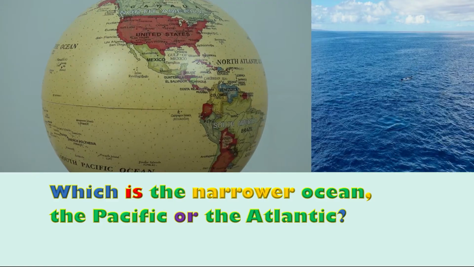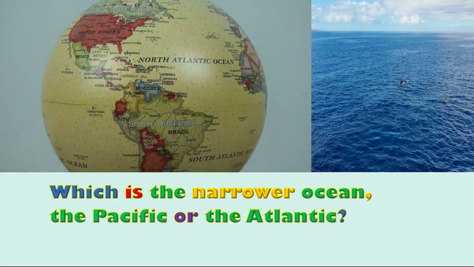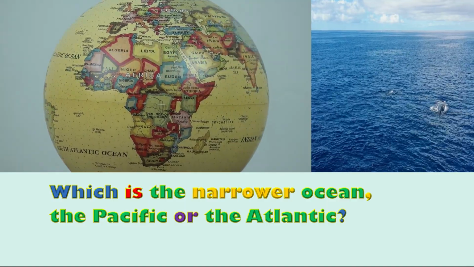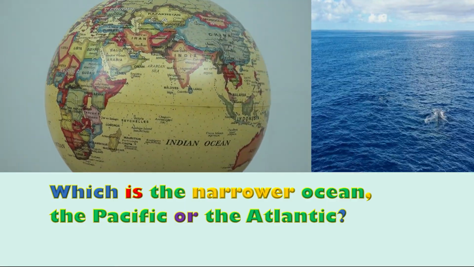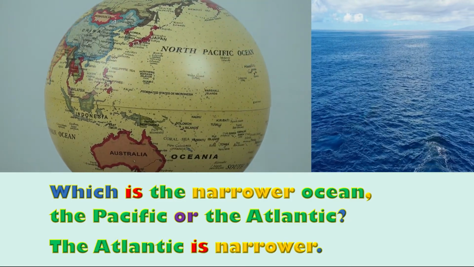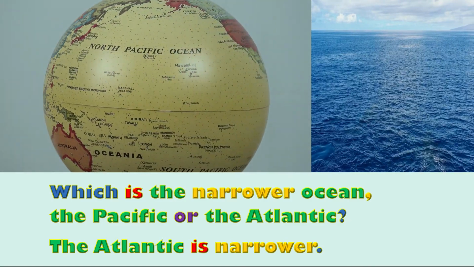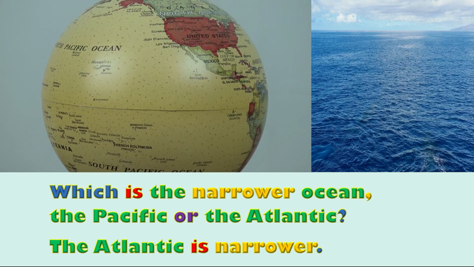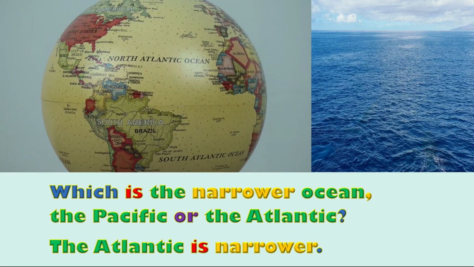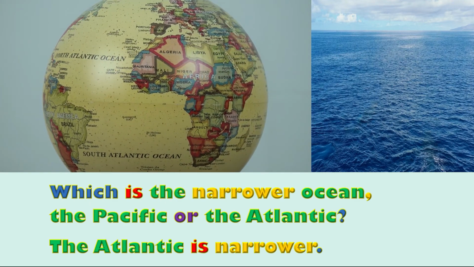So let's try another one. Which is the narrower ocean, the Pacific or the Atlantic? By the look of it, the Atlantic is narrower than the Pacific. Yes. You can give a short answer. The Atlantic is narrower. I like a short answer. "Than the Pacific" is optional.